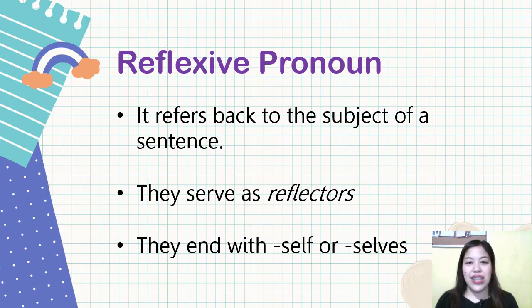Actually, there are more than 10 kinds of pronouns out there. But for this lesson, we are just going to focus on two of them, respectively, the reflexive pronoun and the intensive pronoun. Let's start with reflexive pronouns. Judging by its root word, reflect, it means that they reflect the action of the verb back to our subject. The format of this word always ends with self or selves. Now let's take a look at some of the examples in the following slides.